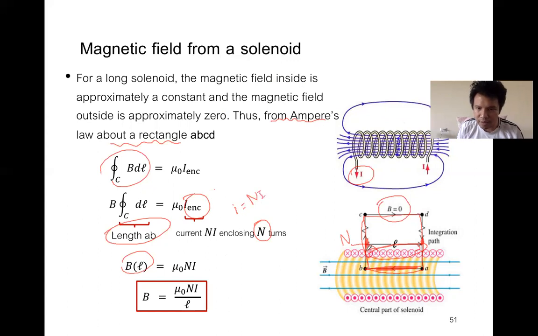This is like one. We also have current here: 1, 2, 3, 4, 5, 6, 7, 8. So we need to count all the currents that the Ampere loop is enclosing. So I enclosed becomes N I, and we have this relationship. B equals mu 0 N I over L, where N is the number of turns and L is the length of the solenoid.